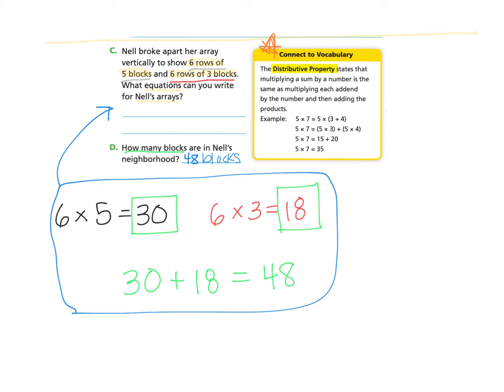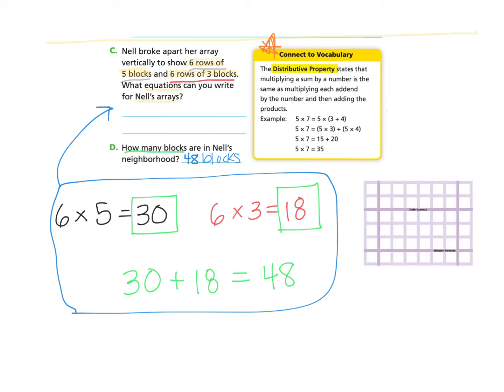This is explaining the distributive property, that states multiplying a sum by a number is the same as multiplying each add-in, which means numbers that are added together, by the number and then adding the products. And you have already used the distributive property 2 times on this worksheet.